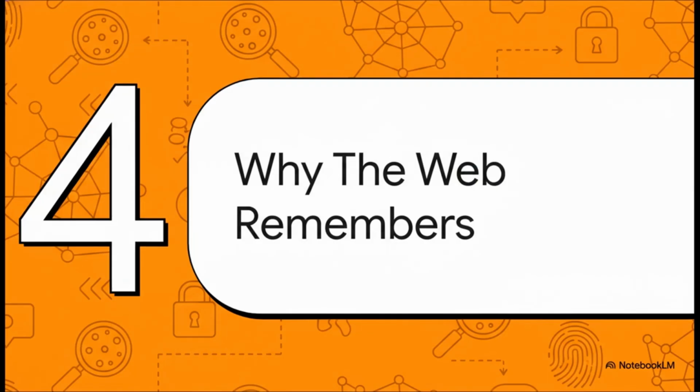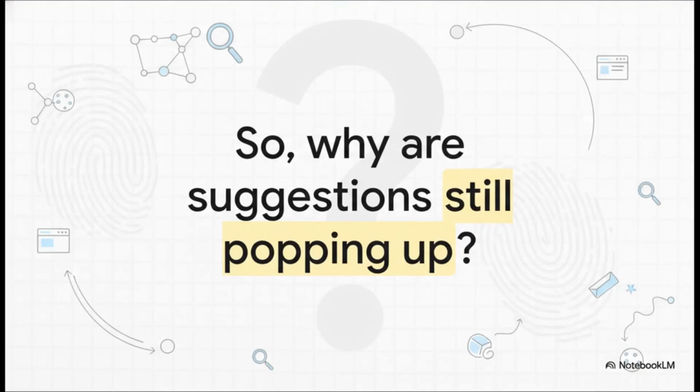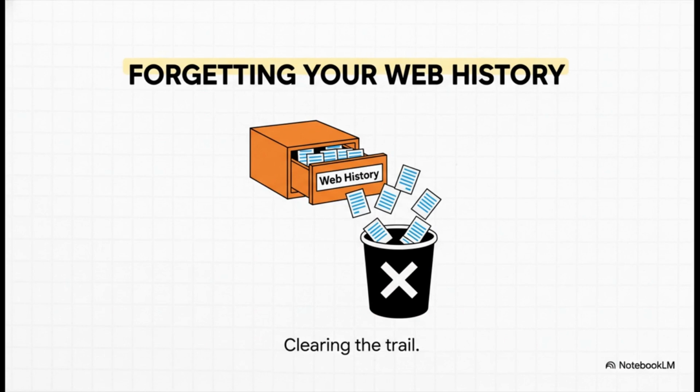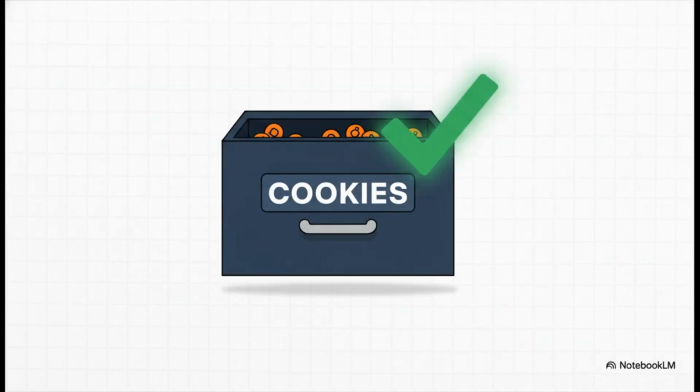Okay, so let's put all these pieces together and directly answer that initial frustrating question. So why do those suggestions keep popping up, even after you've cleared your history? It's because the instruction you gave the browser was very, very specific. You told it to forget the list of places you've visited, to empty out the history drawer. But you didn't tell it to throw away your ID tags. The website's ability to recognize you, thanks to that cookie, lives in a completely different drawer. And that drawer was left untouched.